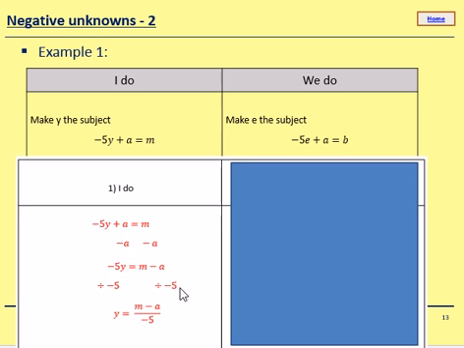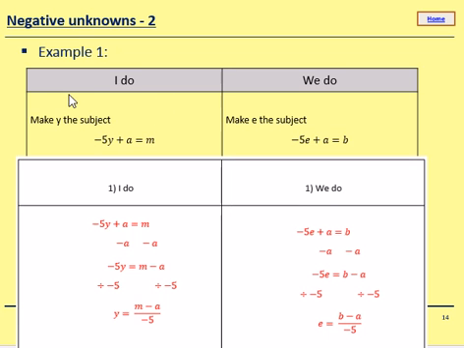Please pause the video here and work through the we do yourselves. You're making e the subject in the we do. So your solution to the we do should look something like this. You should first subtract a from both sides and then divide by negative 5 to get e equals b take away a divided by negative 5. You could also have the negative outside with this whole fraction in brackets. That would change this to a plus, however.